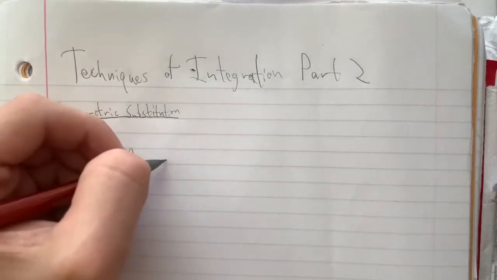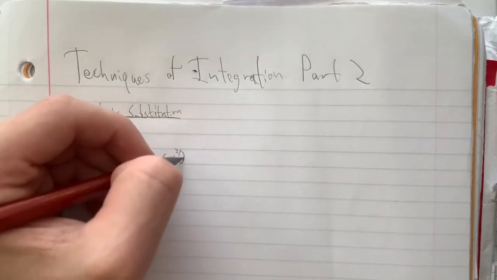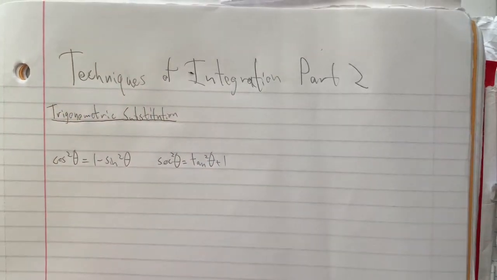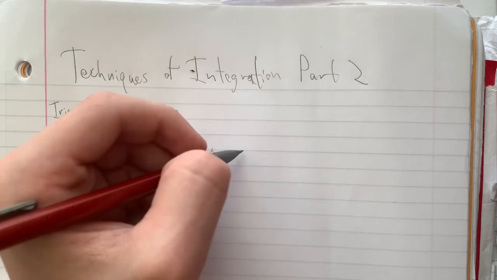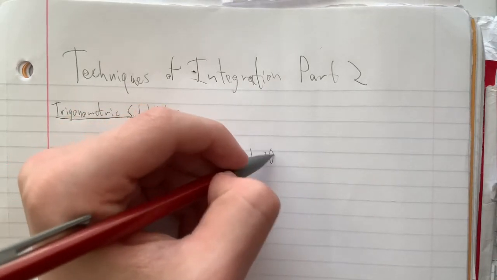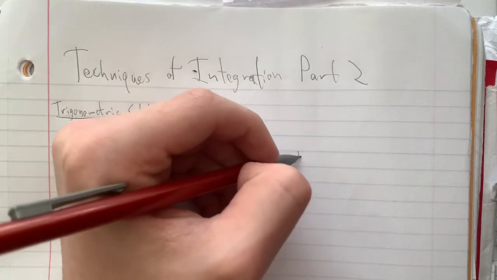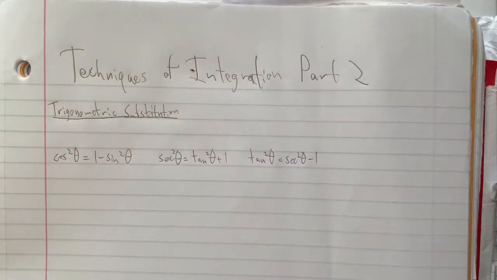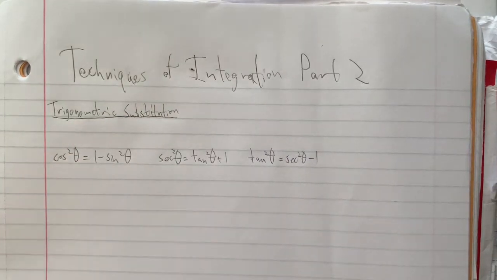First one is that cosine squared of theta equals 1 minus sine squared of theta. The second one is that secant squared of theta equals tangent squared of theta plus 1. And the third is just like this one, it's that tangent squared of theta equals secant squared of theta minus 1. And you can really easily obtain that just by subtracting 1.